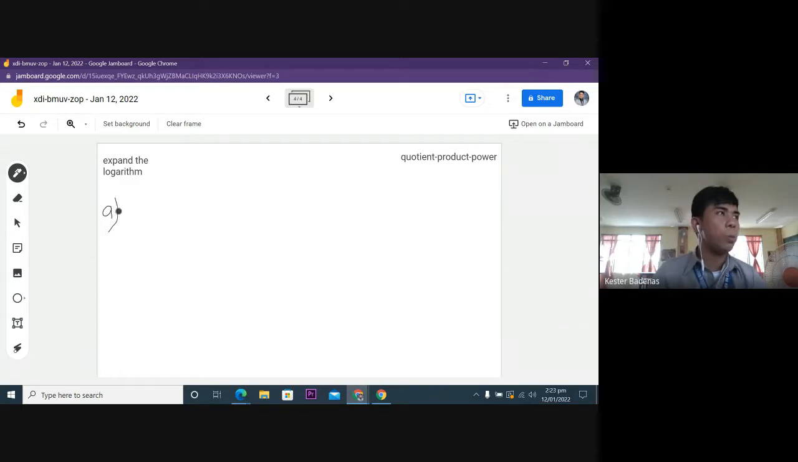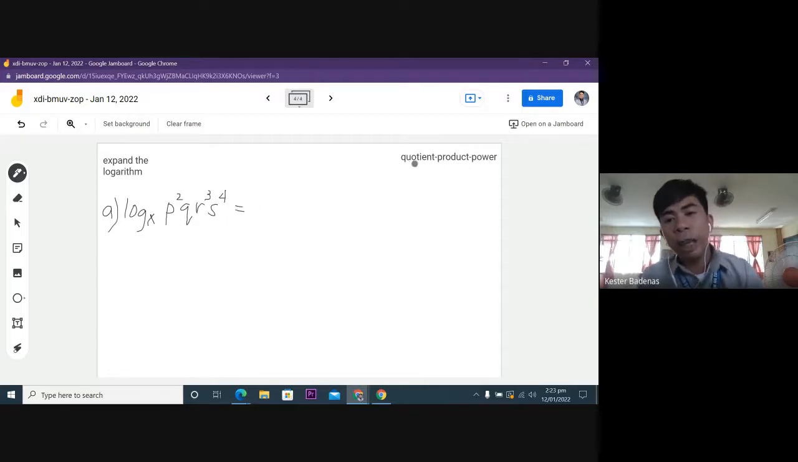Kunwari, A. Okay, let's have logarithm of p squared q r cubed s to the fourth with the base x. So how are we going to expand this? Sundin yung steps: quotient, product, power. Basically in letter A, wala tayong denominator dyan, so hindi tayo makakapag-apply ng quotient rule. So diretso tayo agad sa product rule.